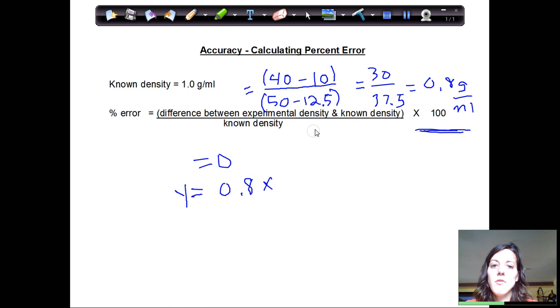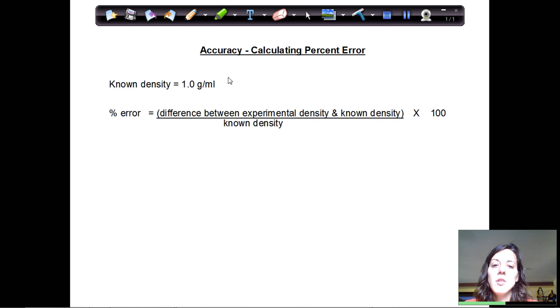So we have two more things to do. We are going to calculate how accurate our data was by calculating the percent error. The percent error is just the difference between the experimental density and the known density divided by the known density, and then we'll multiply that by 100. Our experimental density we just calculated on the previous page was 0.8.